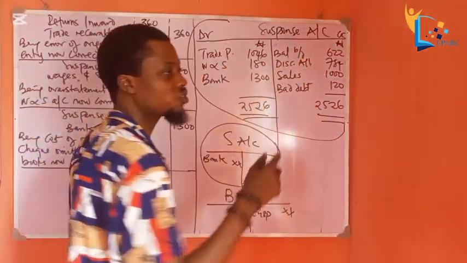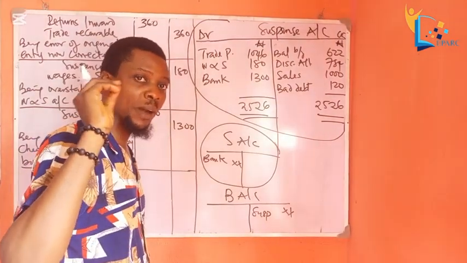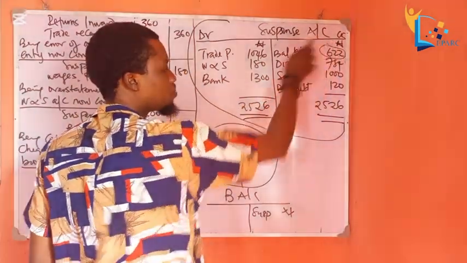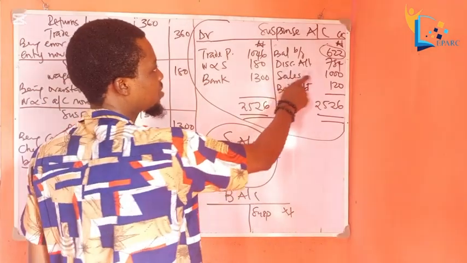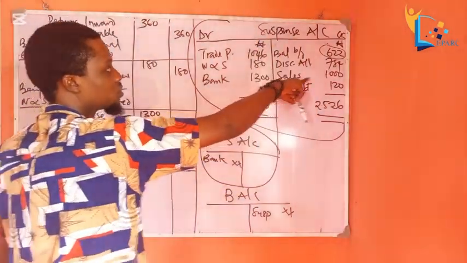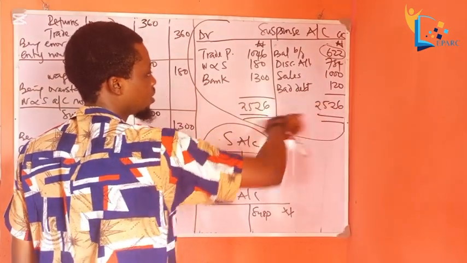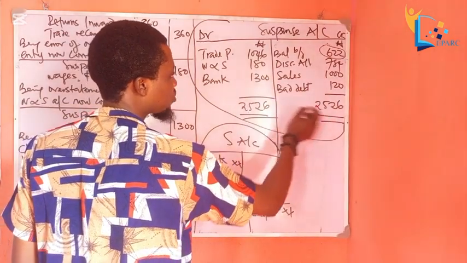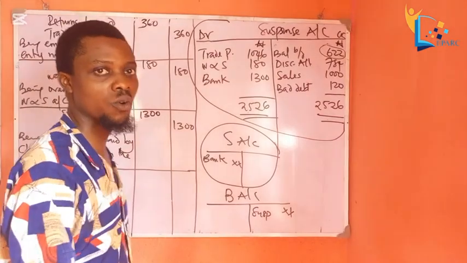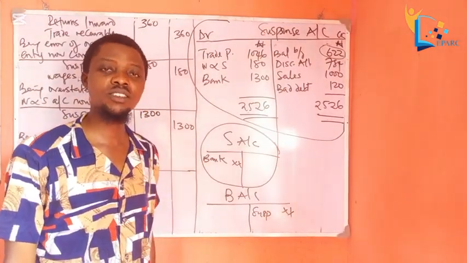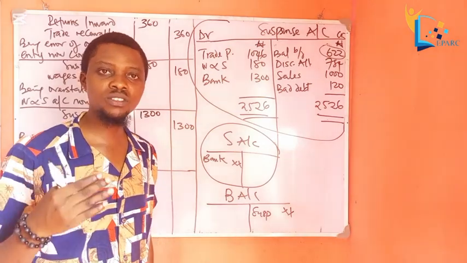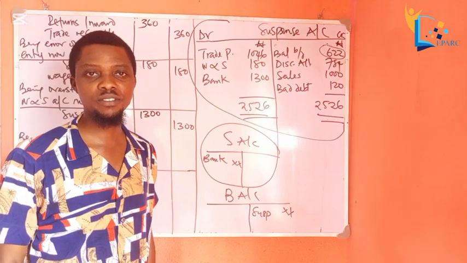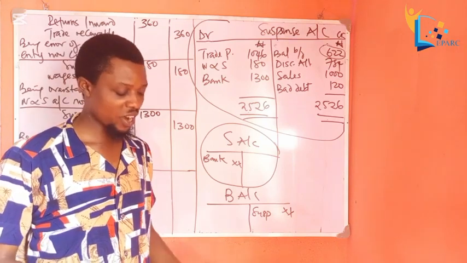Now, this balance brought down, if you check the question I shared from part 1 of this class, we have a balance of 622. That's what you're seeing here. Then we have discount allowed, 784, sales, 1,000, bad debt, 120. So both the credit and the debit side will have the same figure. We have the same balancing figure. That's when you know that, yes, your account has been duly corrected. Your errors have been duly corrected. Are we together?